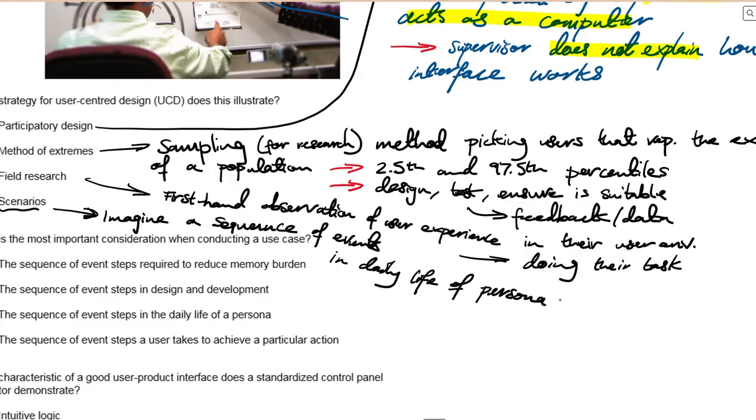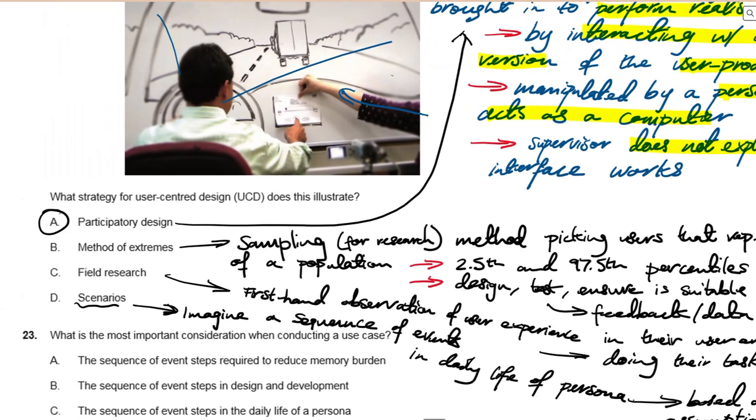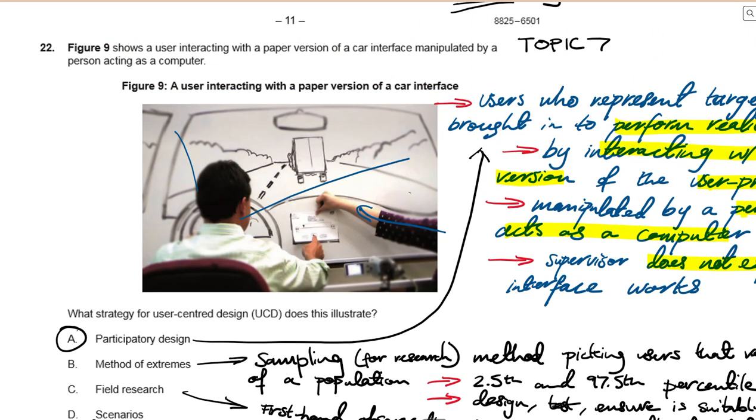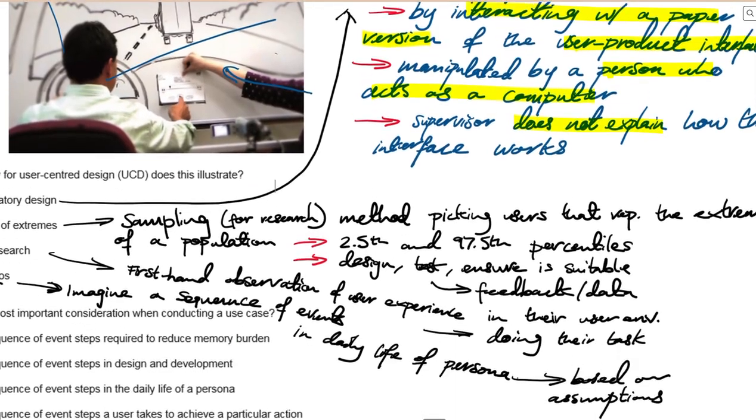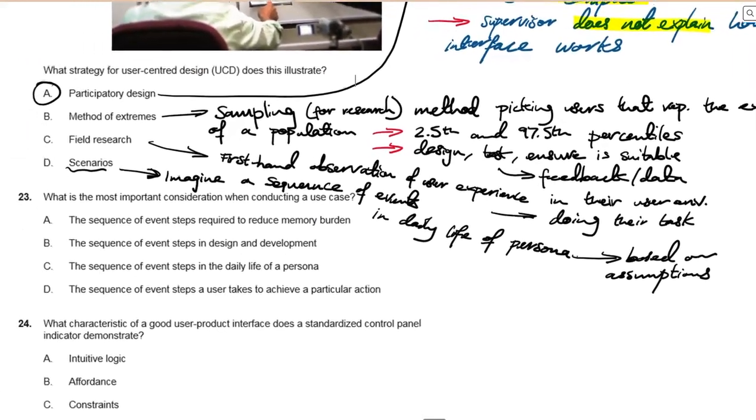And your persona is based on a series of assumptions, right? We're eating up into the next one. Very clearly here it's just about participatory design, or at least that's the best way to describe this, right? It's the exact definition that I explained here. So definitely remember that. And next we'll move on to question 23.